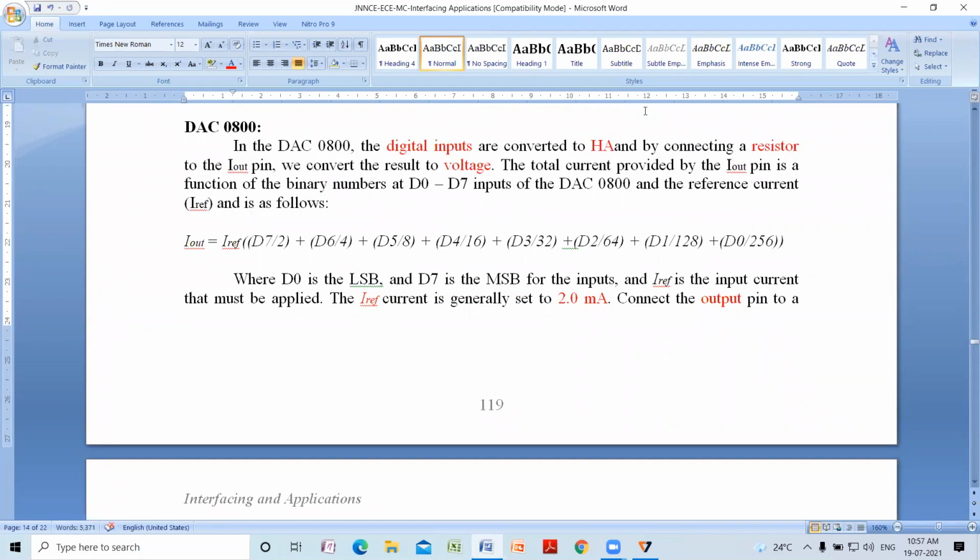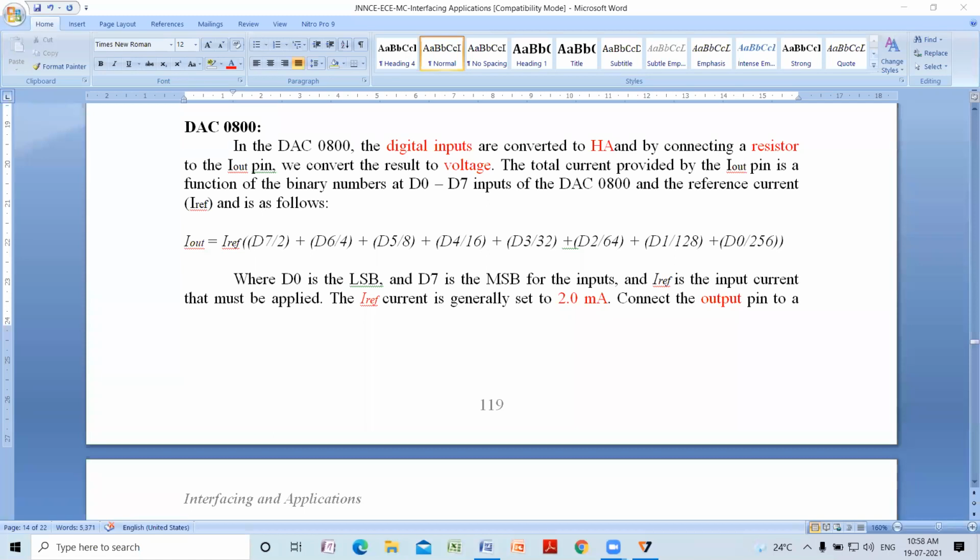So have you understood this? I am asking you in the chat box. Have you understood? If you are having any doubt, you can ask. So have you understood?